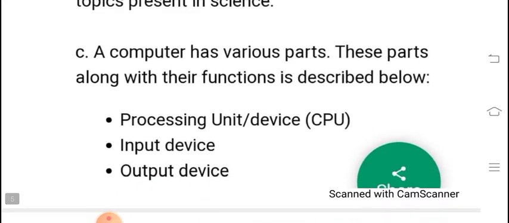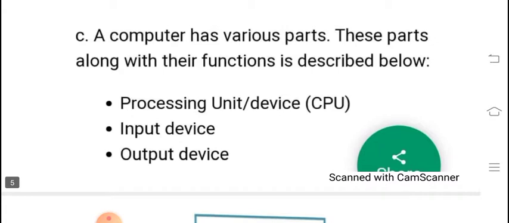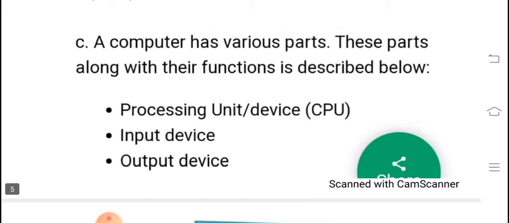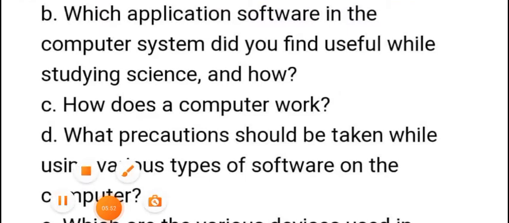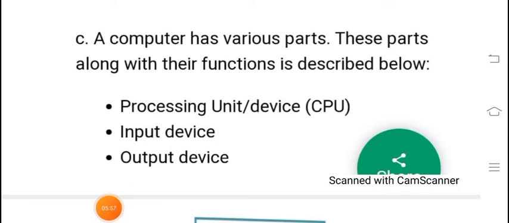A computer has various parts. These parts along, this is the answer of question C, and here is the question C. How does a computer work? A computer has various parts.